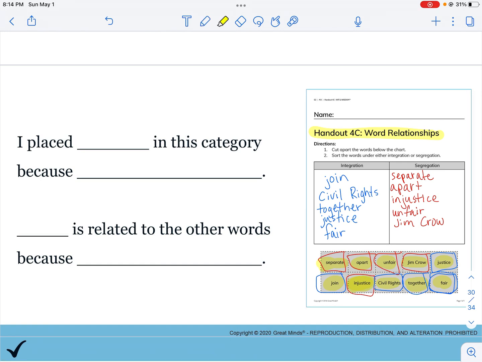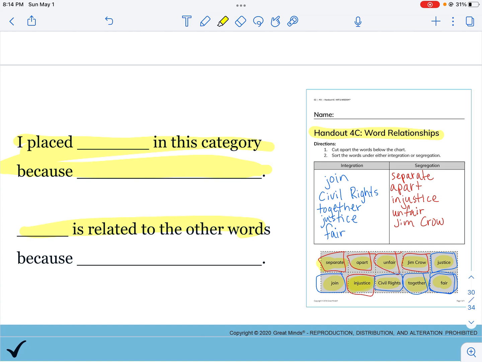If you are done, we are going to practice filling in these sentence stems. We have I placed blank in this category because blank. So I want you to practice that with a word from integration. I placed join in this category because integration is when people join together who were separated. Now you try with a different word. Then try the same thing with a word from segregation.